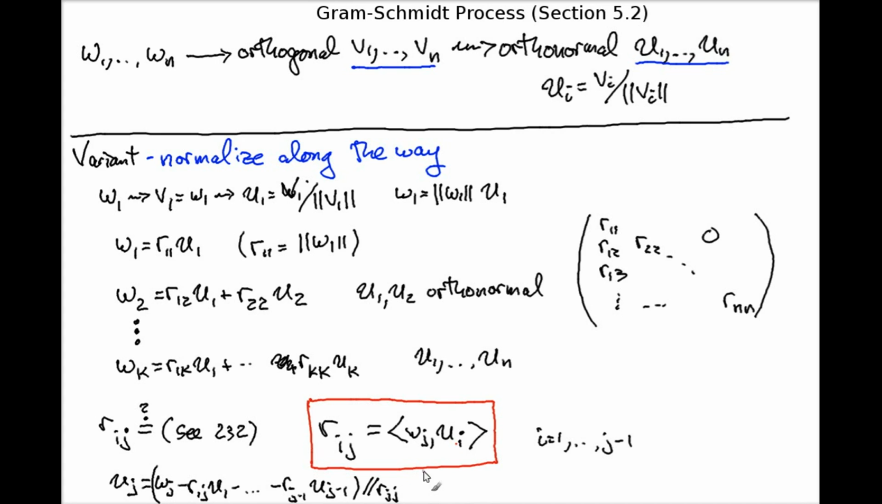And I should say the last thing is that this rjj has the formula: rjj squared is the length of wj squared minus r1j squared minus dot dot dot rj minus 1,j squared. Okay, so I'll also do an example of this in class, but this is a variant of the Gram-Schmidt procedure where you get the ui's at each step rather than waiting till the end.